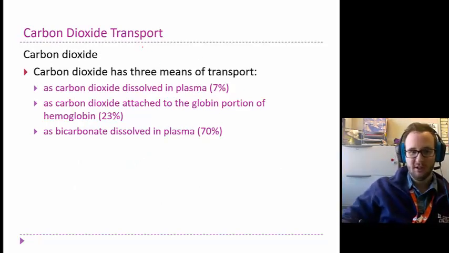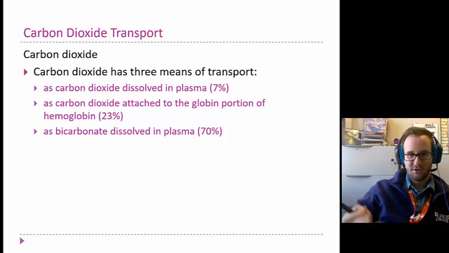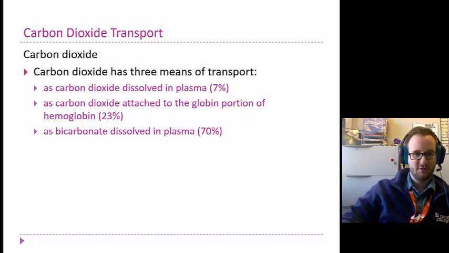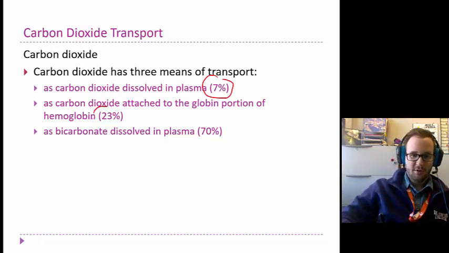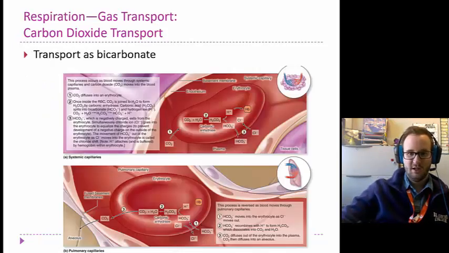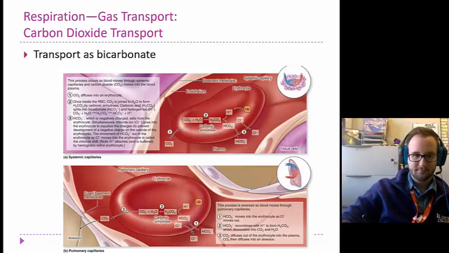Carbon dioxide transport is a little bit different than oxygen transport because it is more soluble in water. Carbon dioxide actually has three ways that it's transported throughout your bloodstream. About 7% of it is simply dissolved in your plasma as CO2. 23% of it is attached to hemoglobin, and not the heme group like the oxygen is, but the globin part, or the protein part of the hemoglobin. And then the other 70% is going to get dissolved as bicarbonate, and we'll talk about this step in a minute.